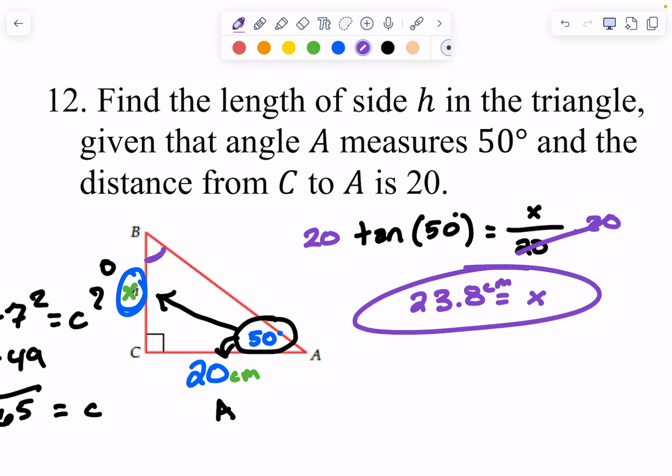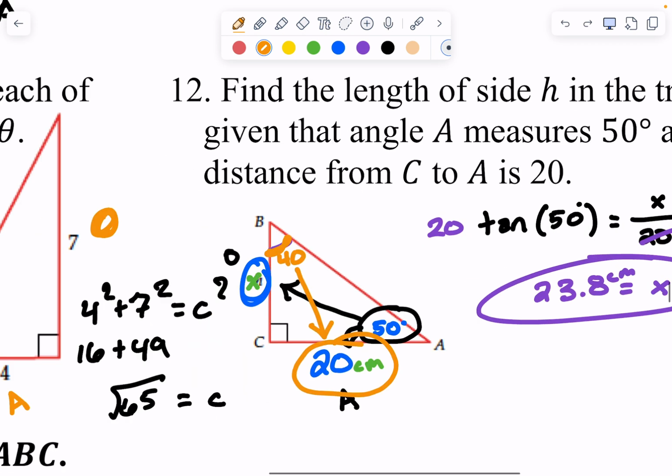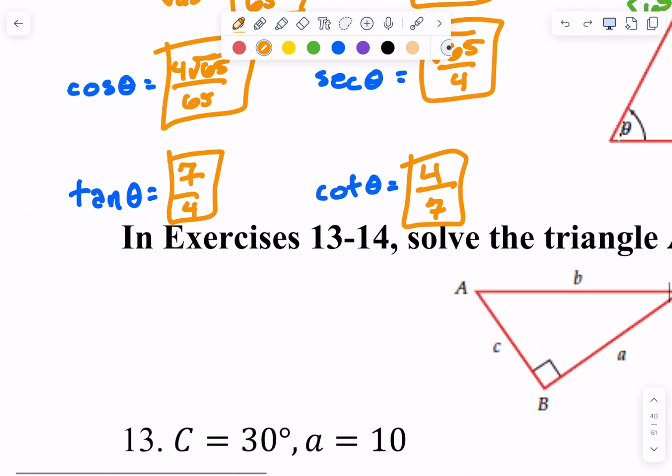That makes sense, because this angle would be how much? These two have to add up to 90, so it's going to be 40. And so this side, 20, should be smaller than this side. So 23.8 sounds good. That one wasn't too bad. You only have to use one trig function there, but you still have to set up your ratios just like you did over here, like x over 20.